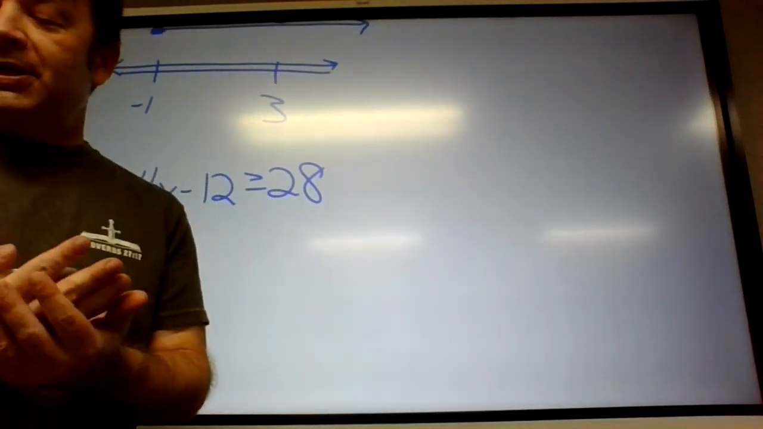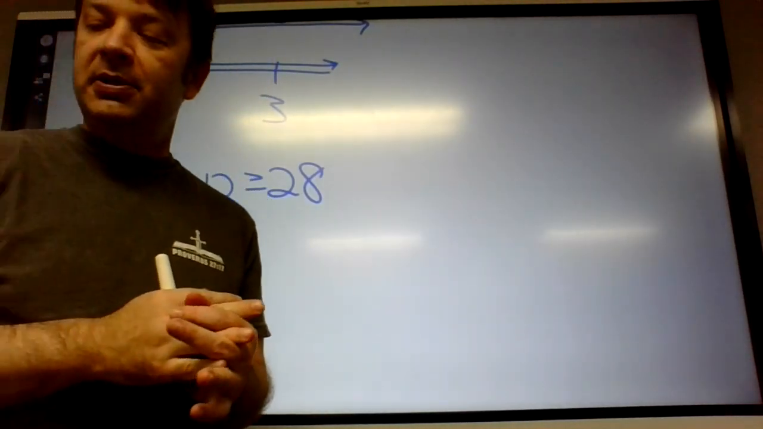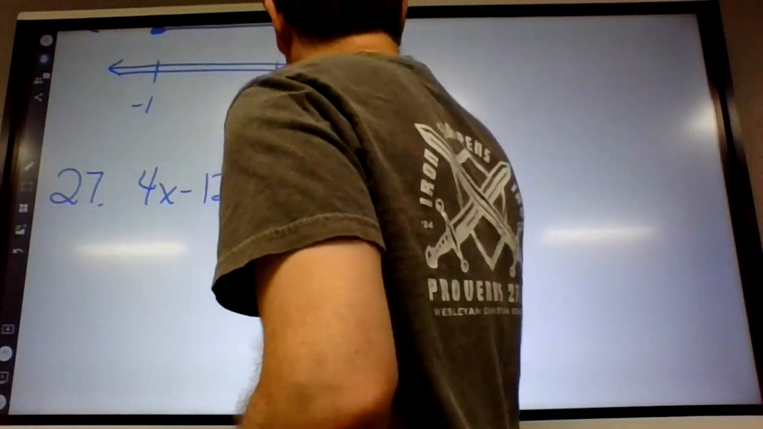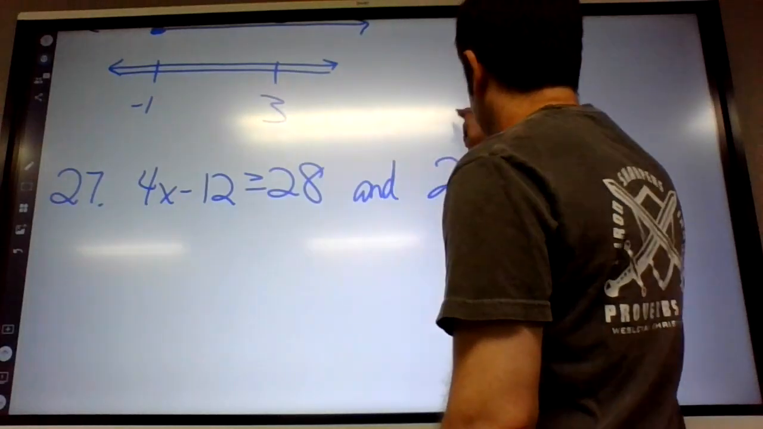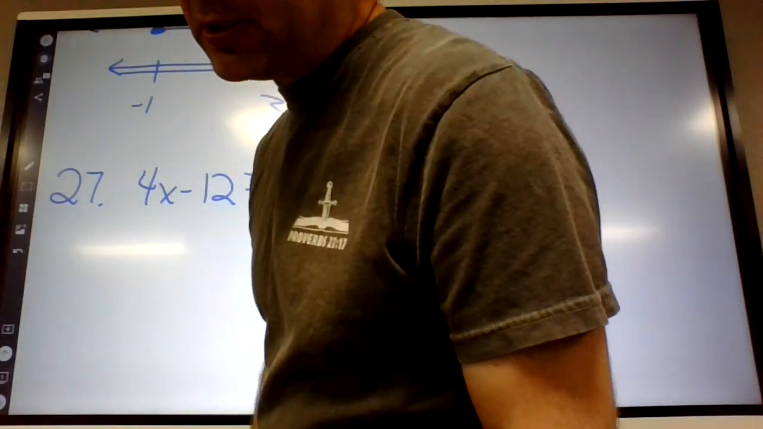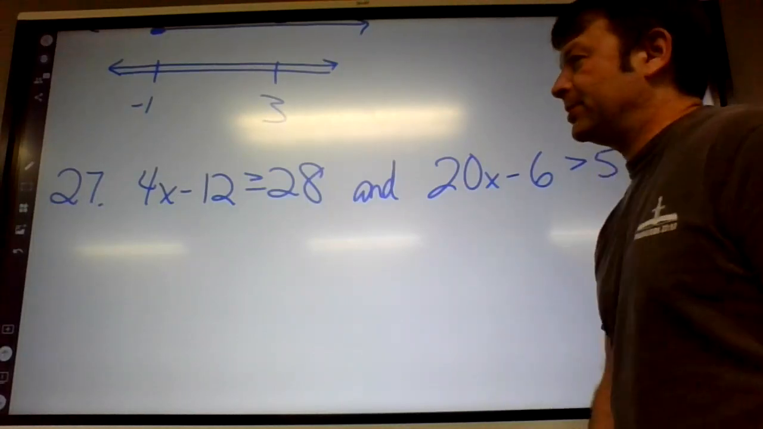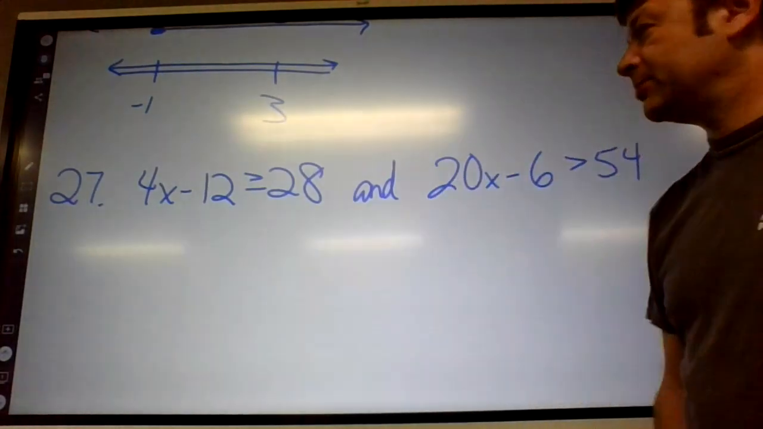Okay, on 27 it says 16x plus 4x on the right side. So let's just do that part in our head. So it'll be 20x minus 6. This is the and, I think. 20x minus 6 is greater than 54. Okay, so on 27, we actually have to solve a little bit.